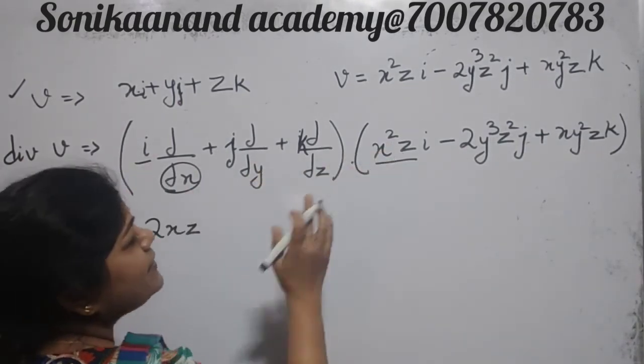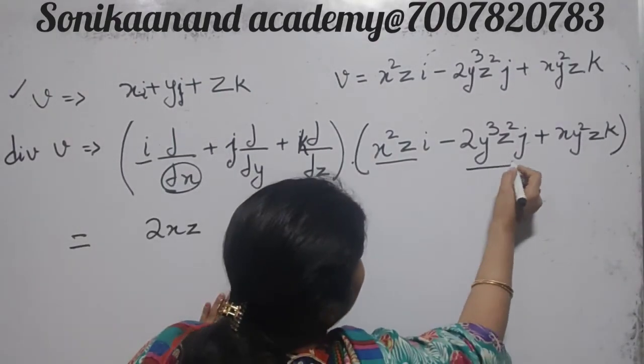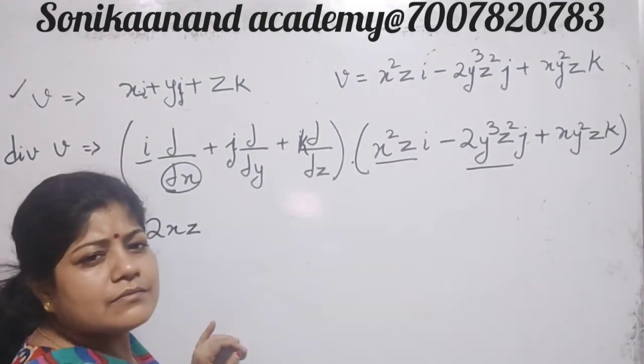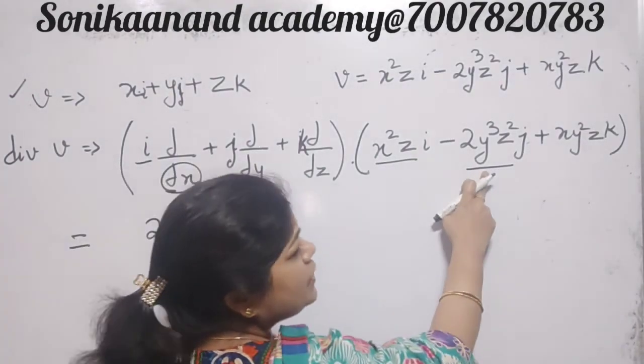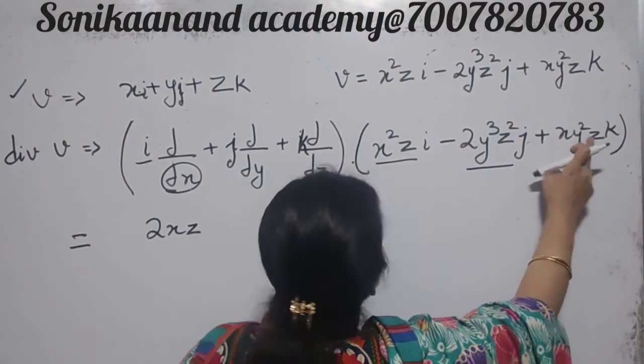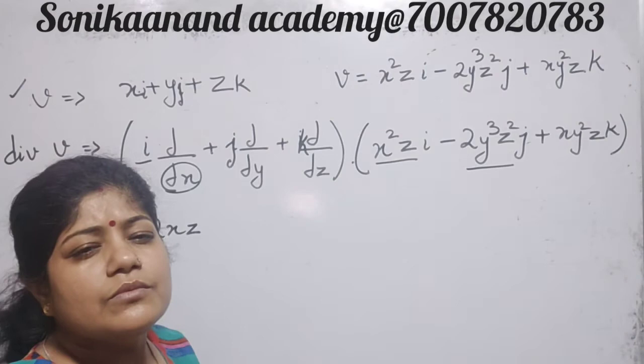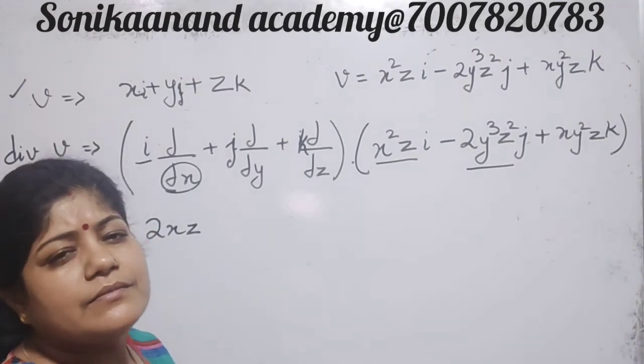And i into i, that is 1. Okay. Now here we don't have any value of x, so it has become 0. Here we have x, we get left over with y square z. But i into k, dot product, that is 0. So we just leave it.